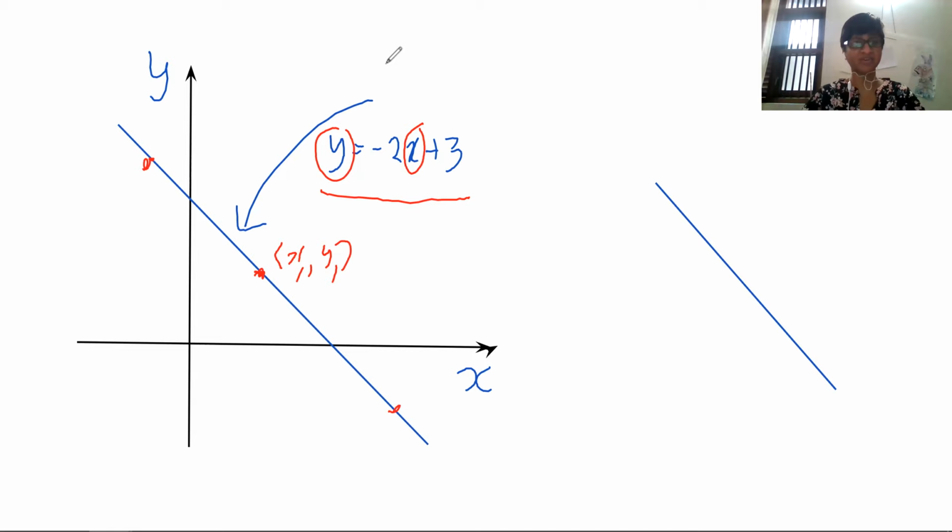Before I forget, another thing that you have to know is that when you think of a line, how long is it? When I say a line, the word a line, you think of a line. How long is it? Like the y equals minus 2x plus 3 line, how long is it?